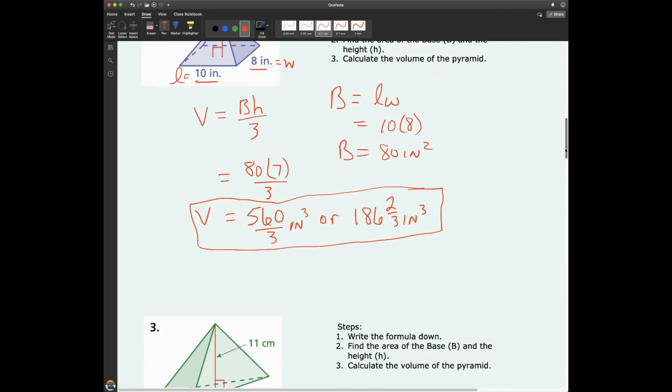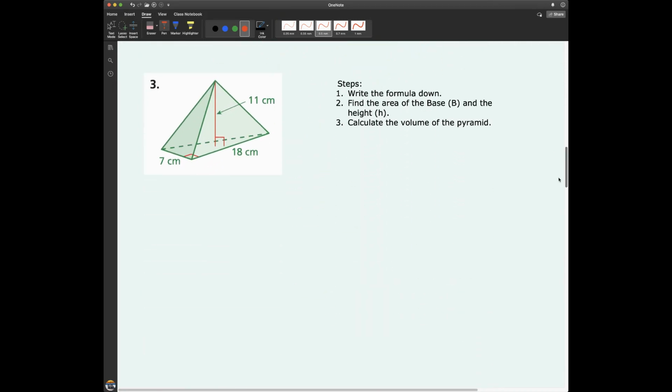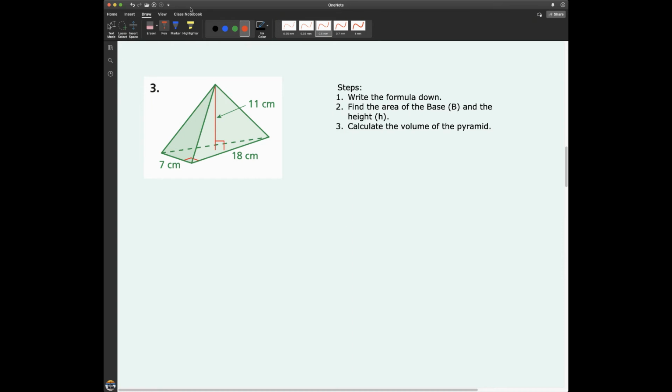Let's look at another one. Here is another pyramid, and if we look at the base of this pyramid, we see the base is a triangle. So what kind of pyramid is this? Classify it. Very good. It is a triangular pyramid. So let's write the formula down. Volume equals area of the base times the height divided by 3.